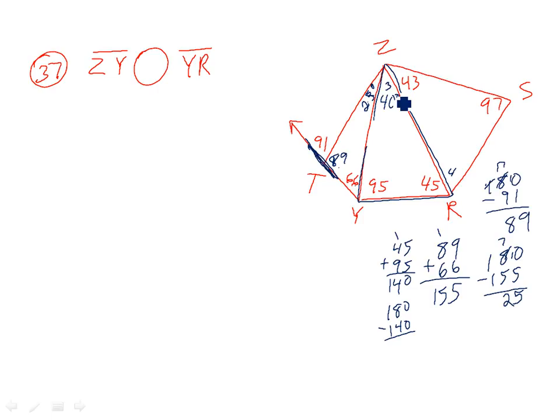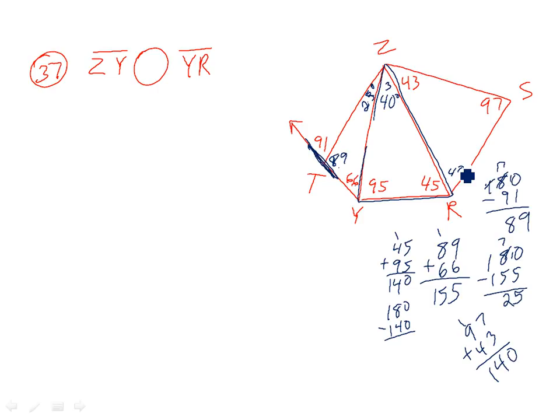What's the last angle we got to find there? Angle 4. How are we gonna do that, Robert? 43 plus 97, and then subtract it from 180. 140. Subtract that from 180. So what's angle 4? 40. Do we know all the angles now? Yes. All right, Tristan. We're looking at segment ZY and segment RY.